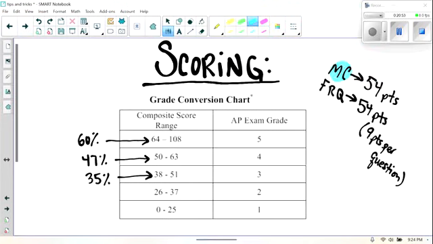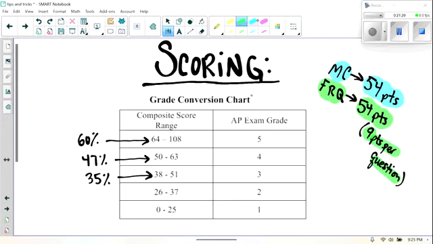Multiple choice is worth a total of 54 points. I think each multiple choice question is like 1.215. I forget what it is, but it's a decimal slightly bigger than 1 to get to 54 points. Why do they do that? Because the free response questions, there's 6 of them, they're 9 points each. That's also 54 points. So they wanted multiple choice and free response to count for the same amount. All right? That's why each multiple choice question is like 1.2 something.